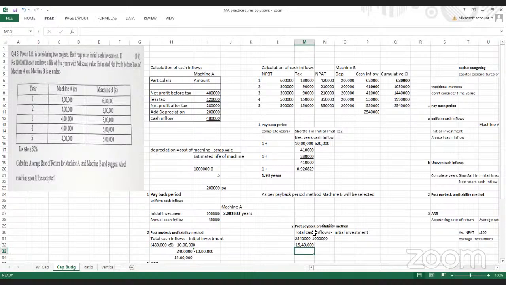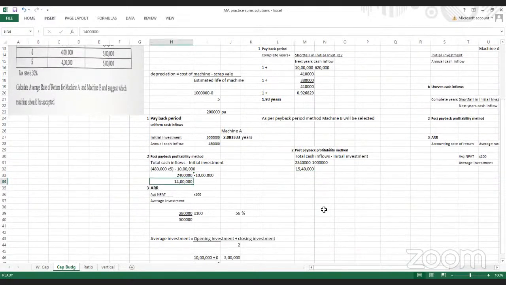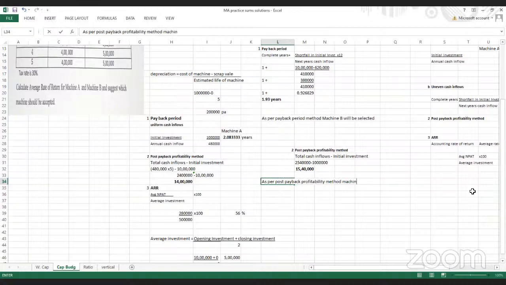Okay, in case of machine A, what was the answer? 14 lakh. Means after paying back, there was a residual or rather profit of 14 lakhs only, whereas in machine B it is 15,40,000. So again, as per this method, we will select machine B. So I'll write as per post payback profitability method, machine B will be selected.